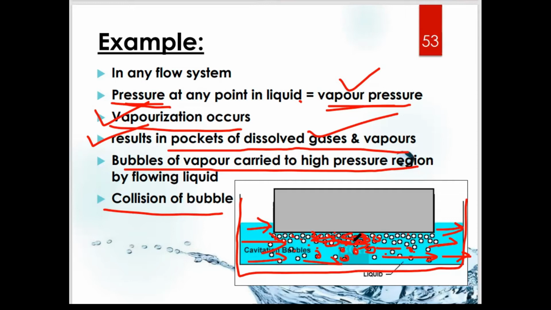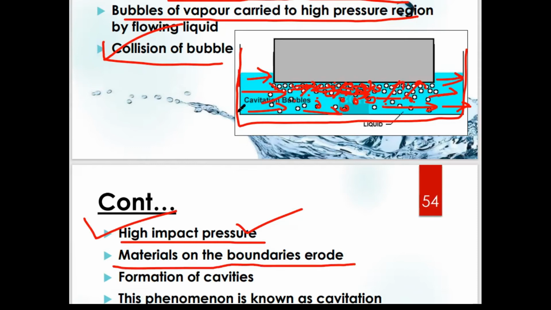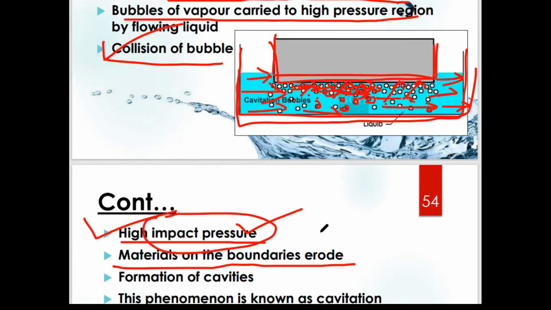Due to the collision of the bubbles, what happens? A high impact pressure is going to be generated, so a high impact on the material or on this flow system is going to occur. Due to that high impact pressure, the material on the boundaries erodes. Whatever boundary is there, the material of this boundary will erode due to this high impact pressure. And when this material gets eroded, what happens?